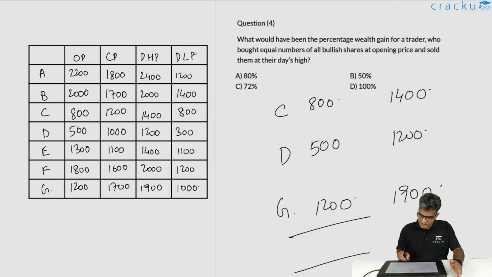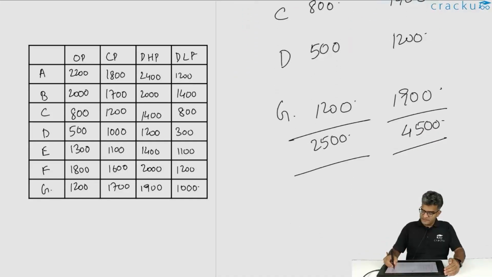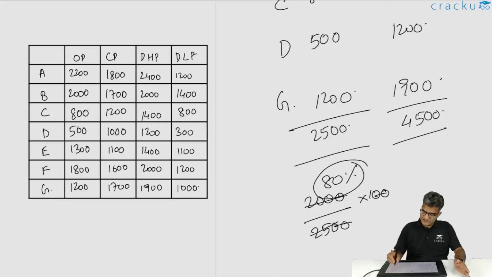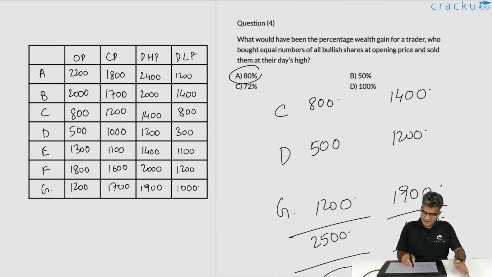So the total cost price will be 800 plus 500 plus 1200, which is equal to 2500. And the total selling price is 1400 plus 1200 plus 1900, which is 4500. So the profit he makes is 4500 minus 2500, which is 2000. So the profit percentage is profit divided by cost price, which is 2000 by 2500 into 100. This will be 80. So he would make 80% profit, which will be option A.